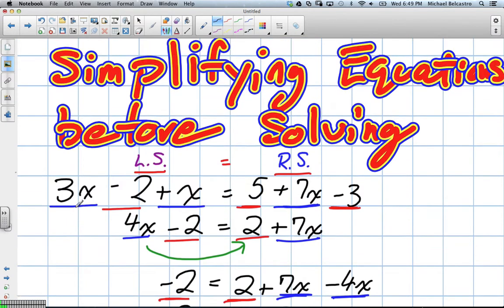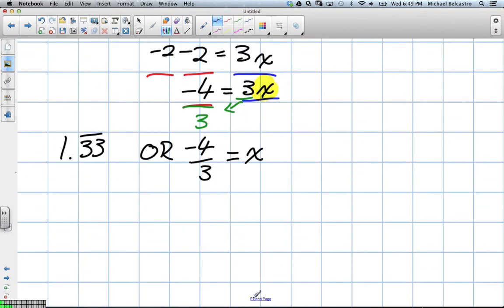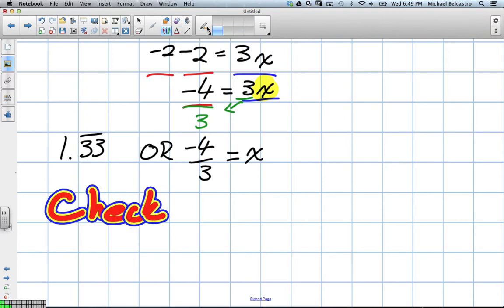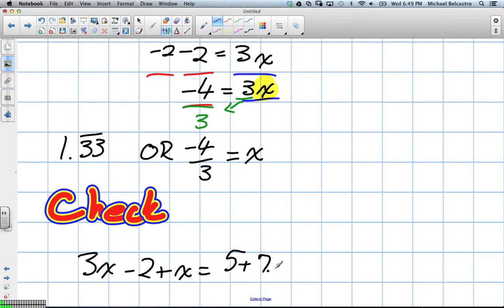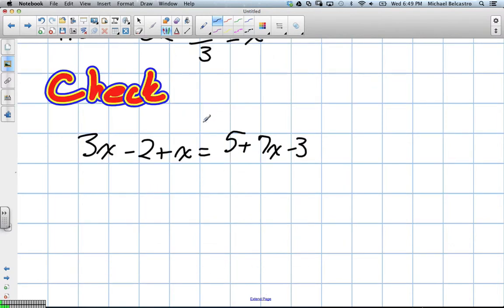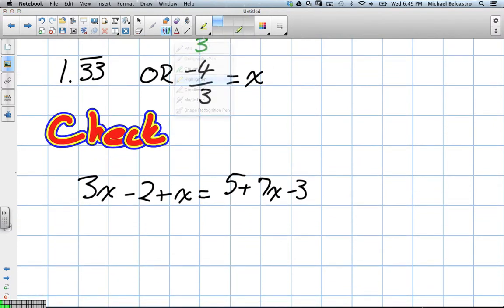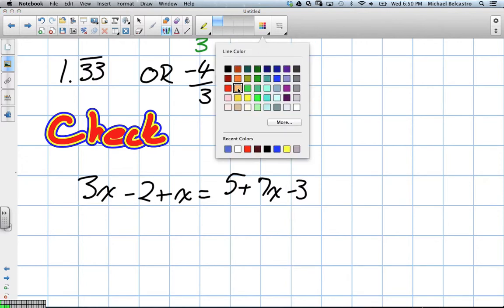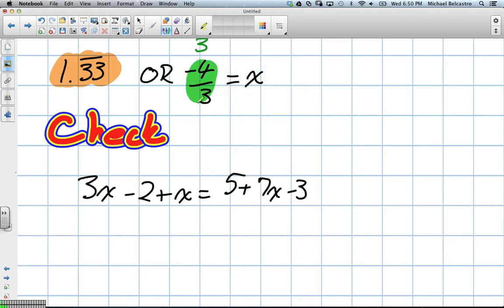Well, I want to check this answer. So I'm going to take my original equation for the check here. The original equation read 3x minus 2 plus x is equal to 5 plus 7x minus 3. Now, what I'm going to do here is check two different ways because I've represented my answer in two different ways. I have one where it's a decimal, and I have another example where it's a fraction.